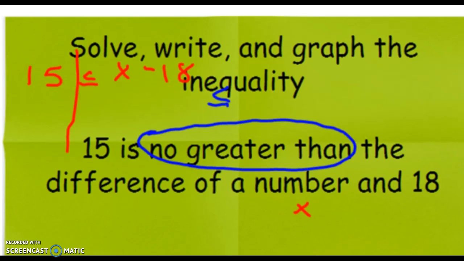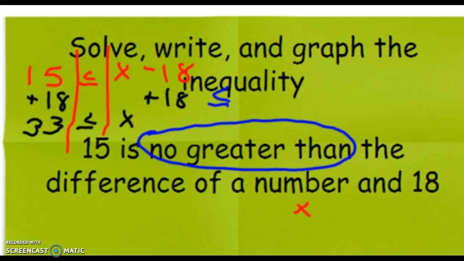Now I need to solve it. So I'm going to put my train tracks. I'll use a different color. I'm going to add 18 to both sides, get x by itself. 15 plus 18 is 33. So I have 33 is less than or equal to x, but since I need to graph it, I actually want to flip everything so that x is on the left-hand side. So I'm going to rewrite it as x is greater than or equal to 33.